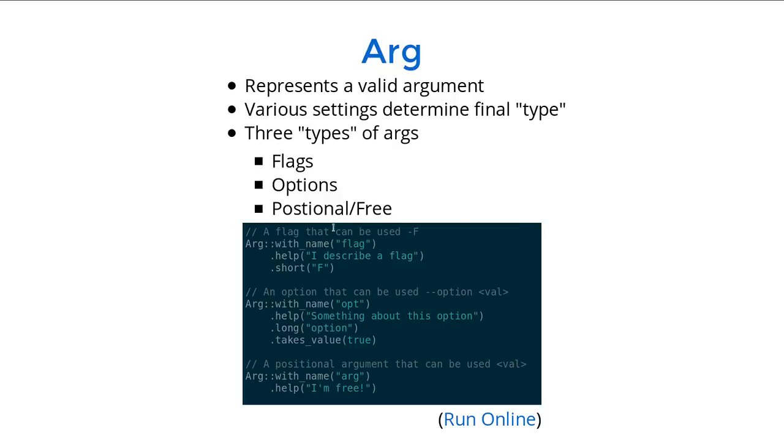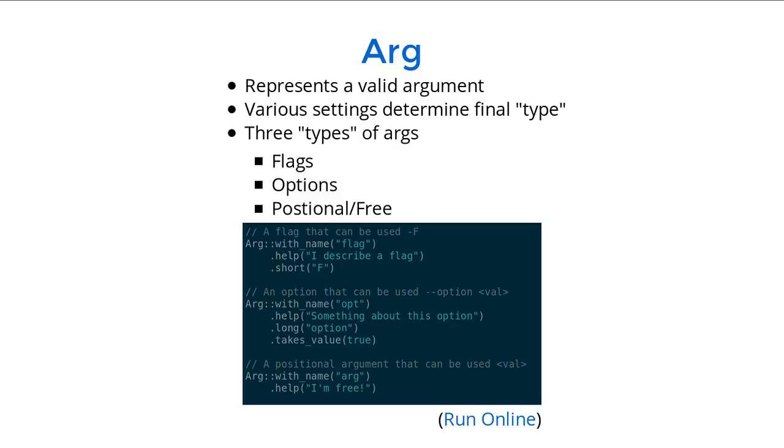So this is what it looks like to use some of the args. You can set a help, you can set a short. Some of these methods have some convenience to them. You don't have to put the dash F. You can, it'll just strip the dash. Down on the second one, notice we put takes_value(true). That turns it from a flag into an option because we're expecting a value to be associated with it. And down at the bottom, we have just a free arg. There's no short or long associated with it, and it doesn't take a value.